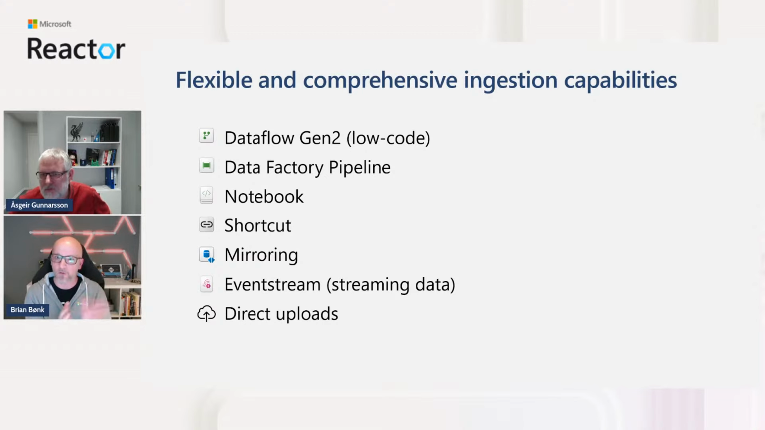We have Dataflows Gen2. We have pipelines, notebooks, shortcuts. We covered shortcuts and mirroring. Eventstream is for streaming data live into Fabric in different ways, and we can also, of course, do direct uploads.